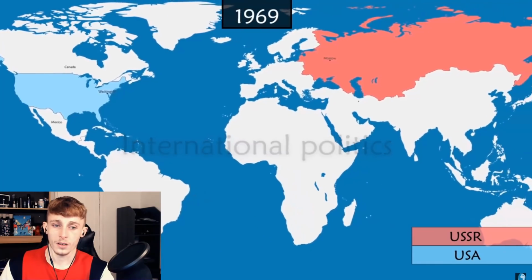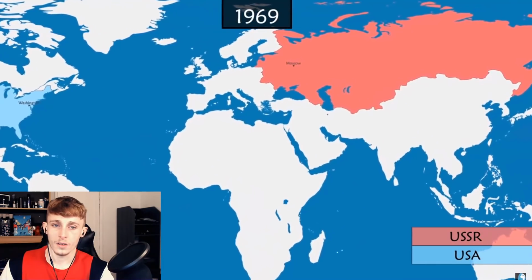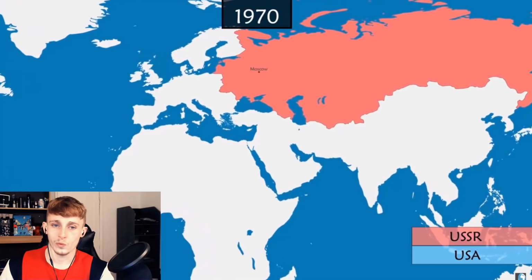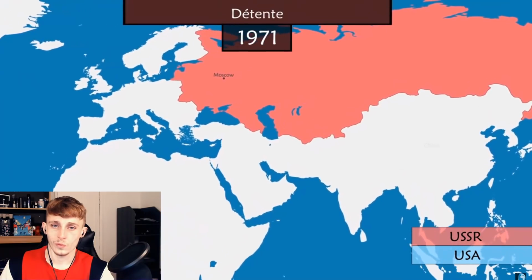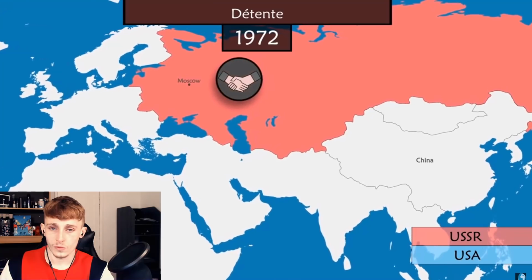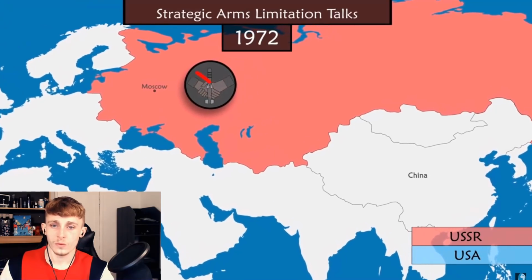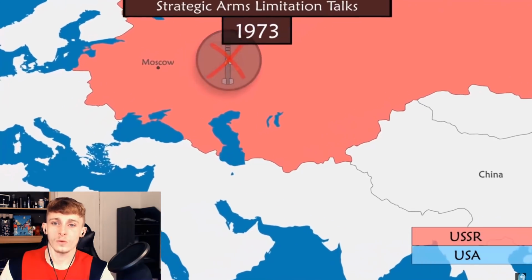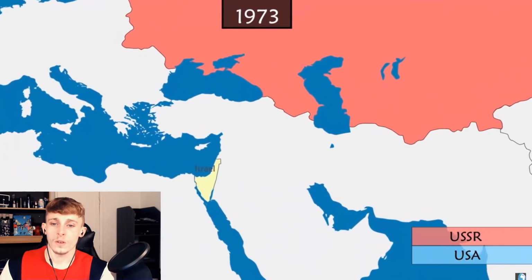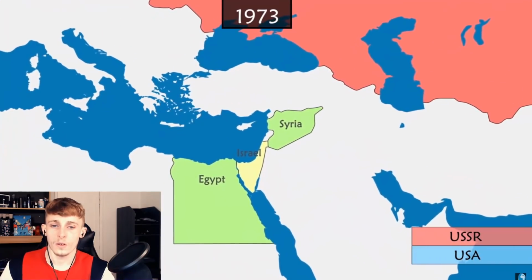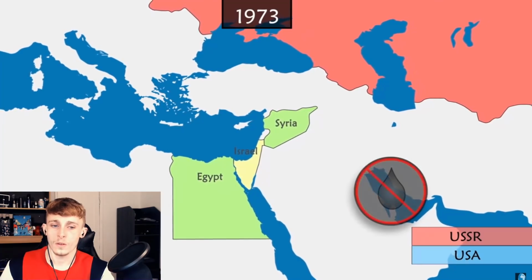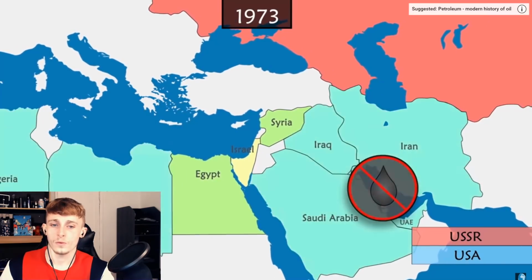International politics. On the global arena, the US tries to ease tensions. It begins diplomatic rapprochement with China and signs agreements with the USSR to limit the global arms race. In the Middle East, the US supports Israel in the Yom Kippur War, for which it is then subject to an oil embargo imposed by OPEC countries.